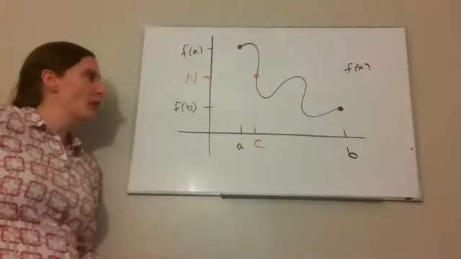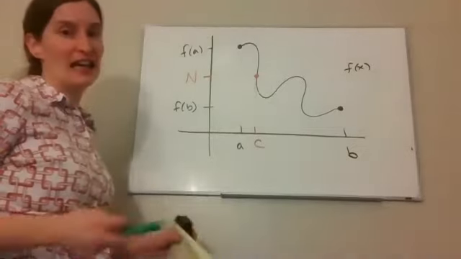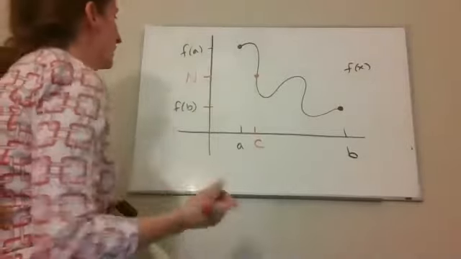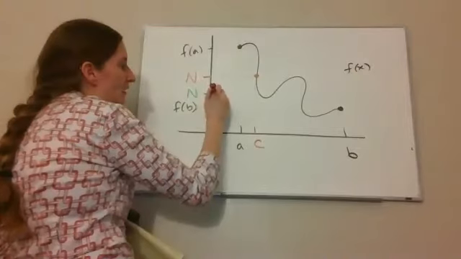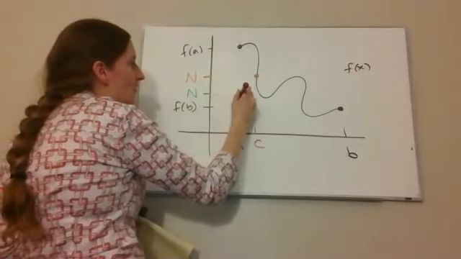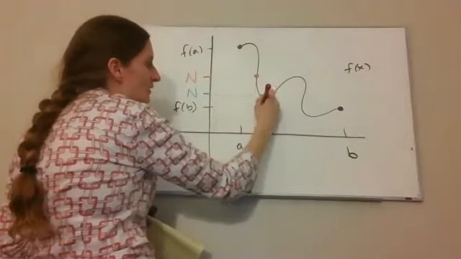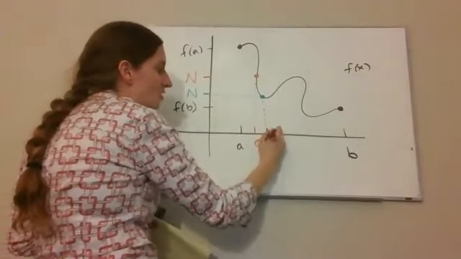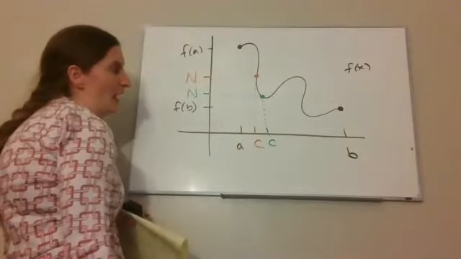Let me do one more on here just to emphasize the point, because the theorem says for any n, this will be true. So let's pick this one. If this were n, again, follow it over. Oh, there's a value of my function. I could use this c. And that c is also in between a and b.